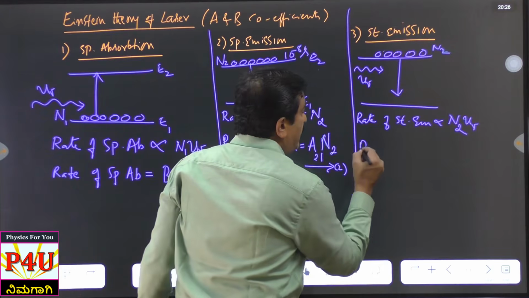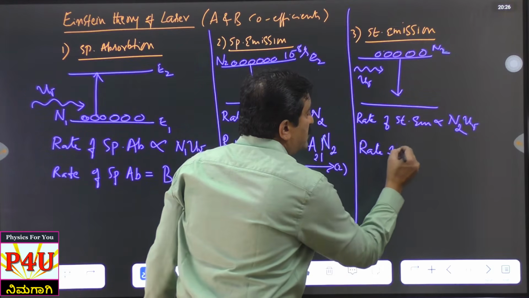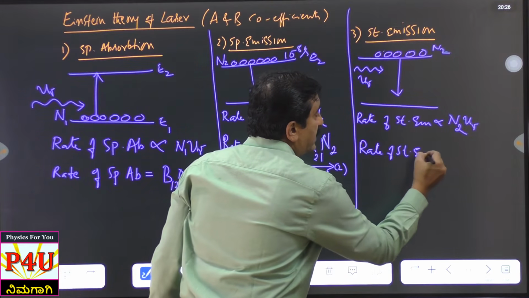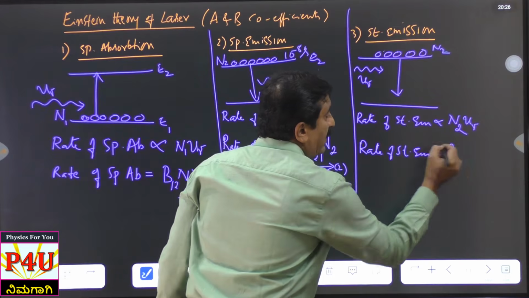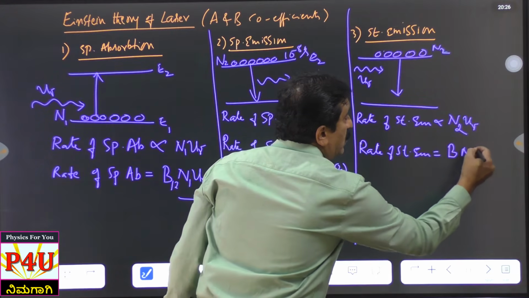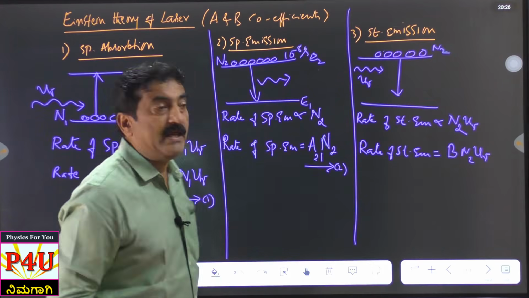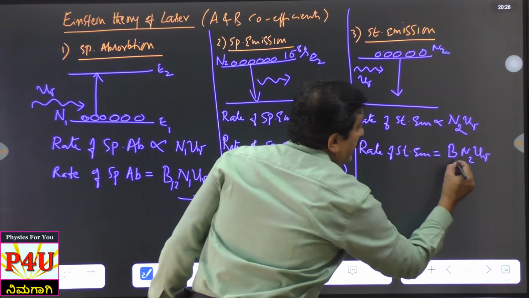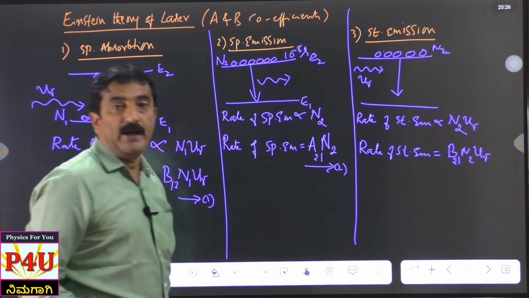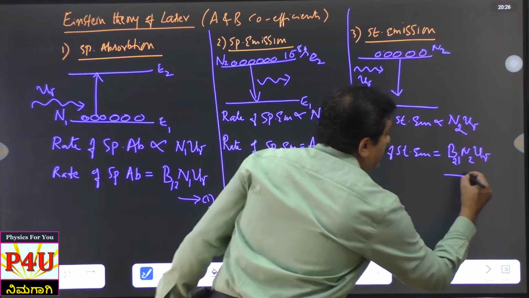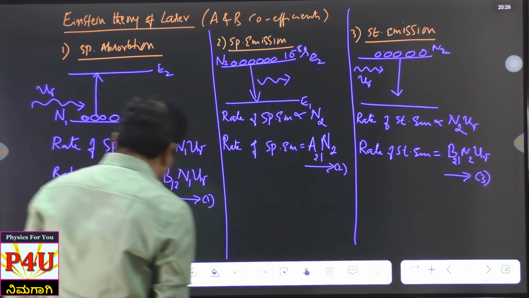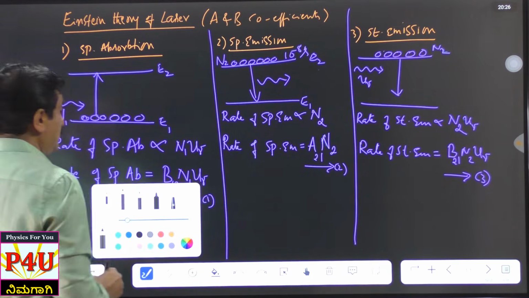Okay, next, the rate of stimulated emission is equal to, again a constant, N2 U gamma. Come on, tell me what should be the suffix for B. Yes, it is from 2 to 1, therefore I write it as B21. So this is now equation number 3. So dear students, please observe these 3 equations carefully.